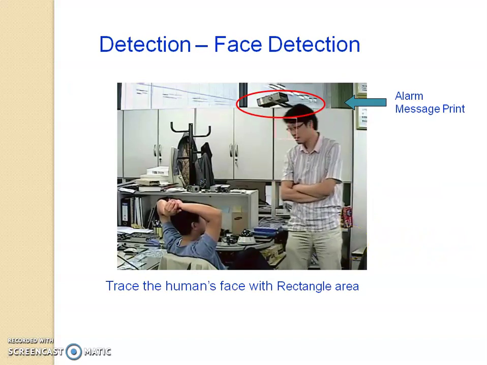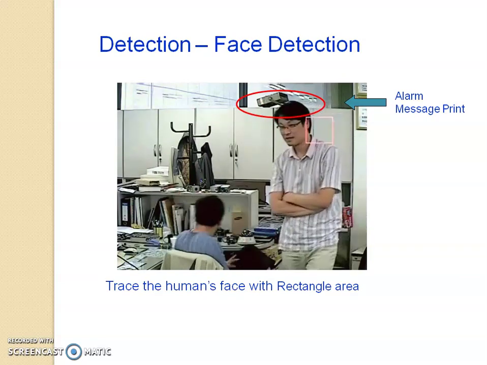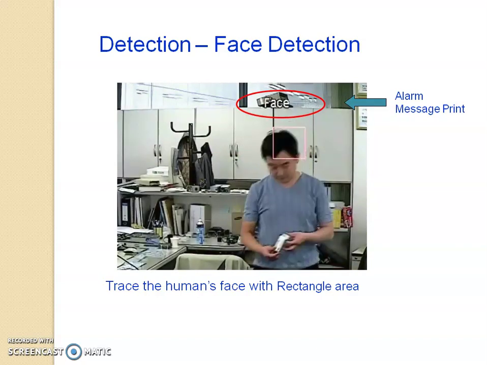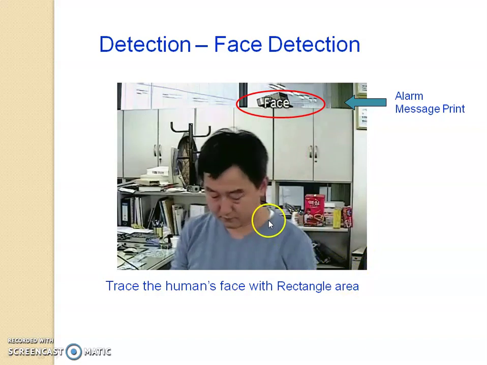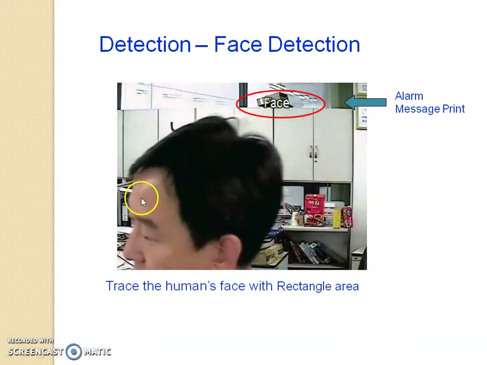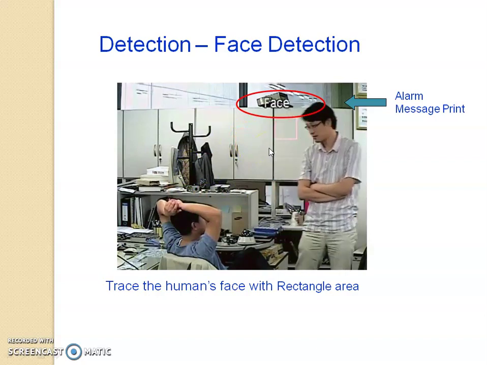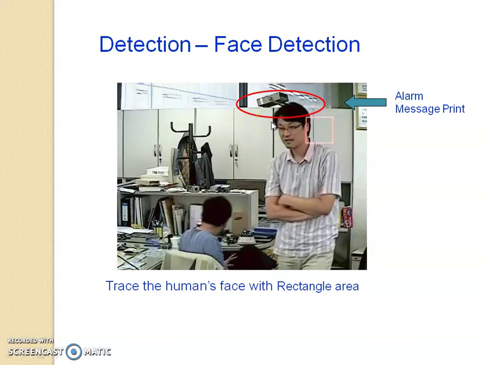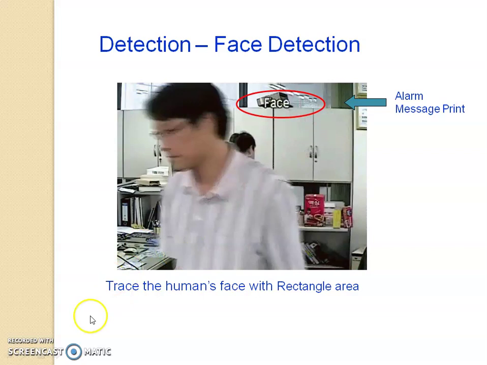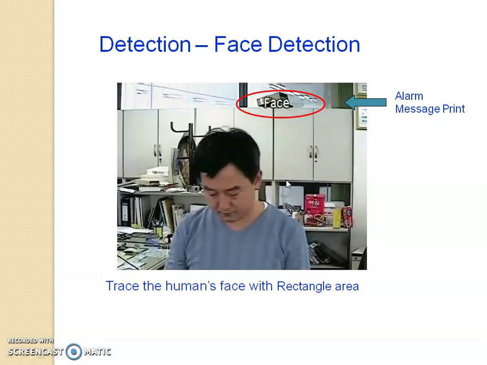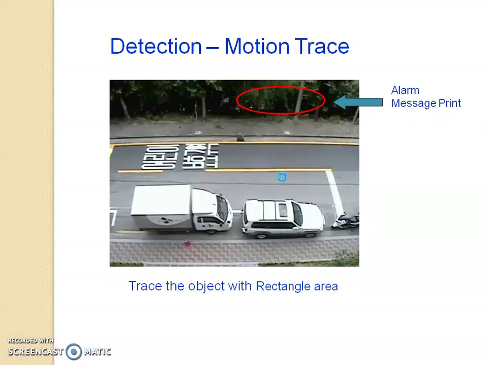The next one is face detection. So as you can see, when a person is moving or entering, the face is being detected. If the face detected is a stranger, then it will alert the system. So that is an important tool in granting access in your building.